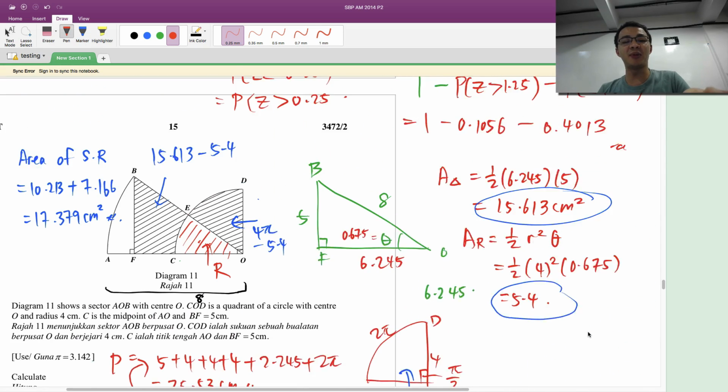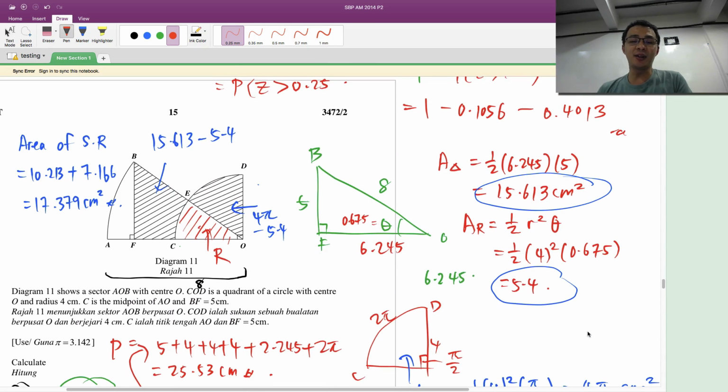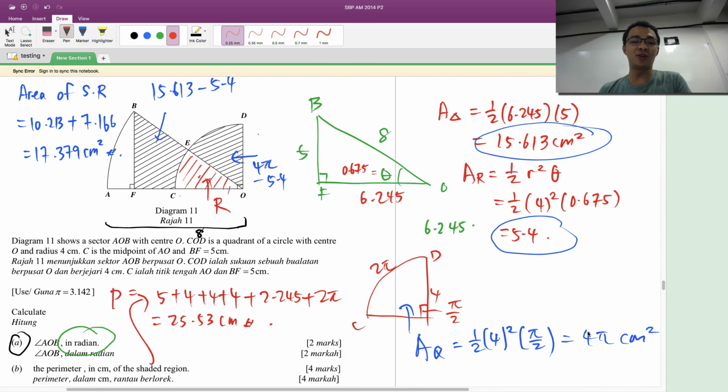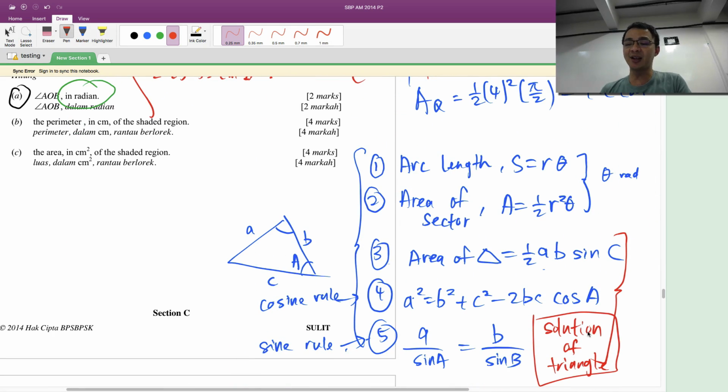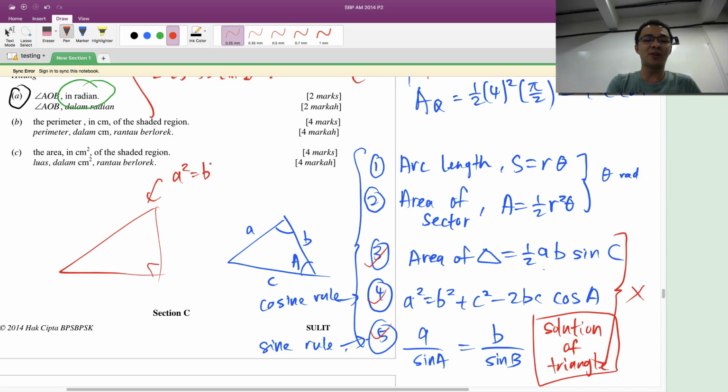This topic is circular measure, right? But like this example, actually they just use the right angle triangle. If it's a right angle triangle, these three formulas are not needed. You want to use 3, 4, and 5 when your triangle does not have 90 degrees. If your triangle is a right angle triangle with 90 degrees, you do not need to use these. If you want to find any length, you just use Pythagoras, a square equals b square plus c square. If you want to find any angle, you just use sin, cos, tangent.